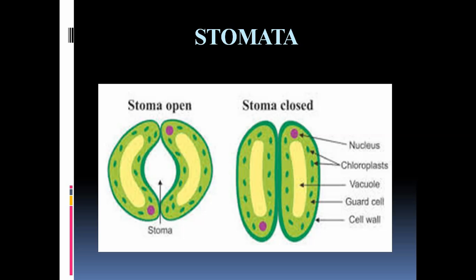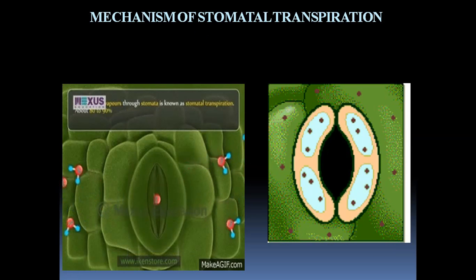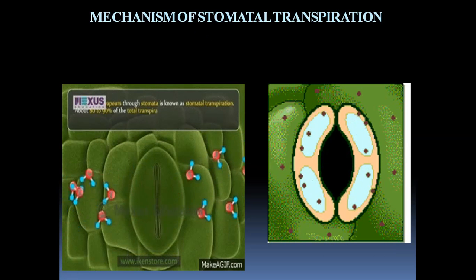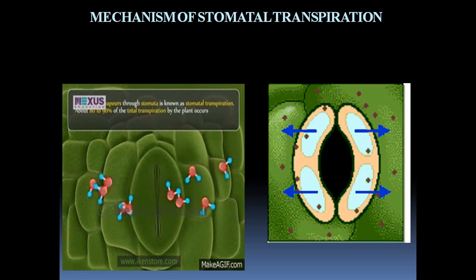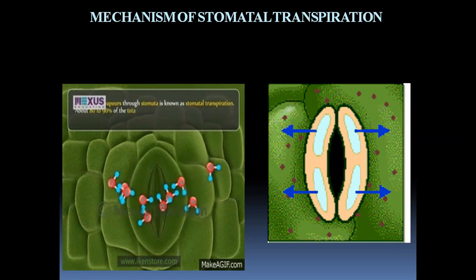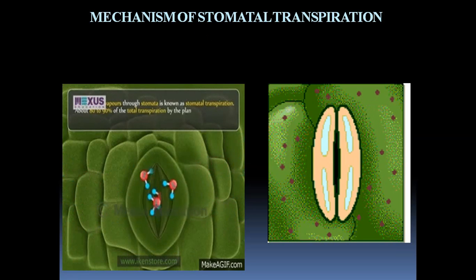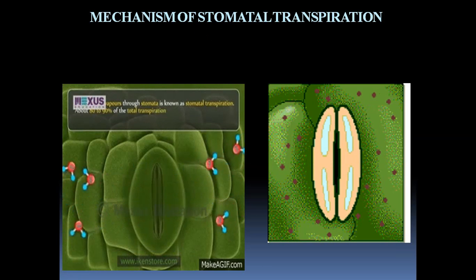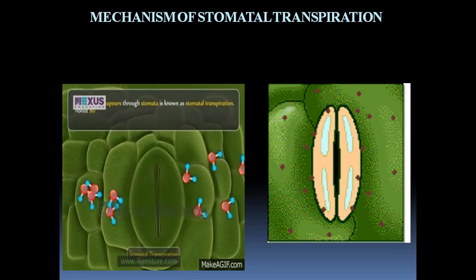In between the guard cells, you can see a small pore in the picture of an open stoma. Between the two guard cells, you can find a small pore which is known as the stomatal pore. This is how water gets released through stomata present on the surface of the leaves. Now we will see how the guard cells open and close and thus release the water vapor.